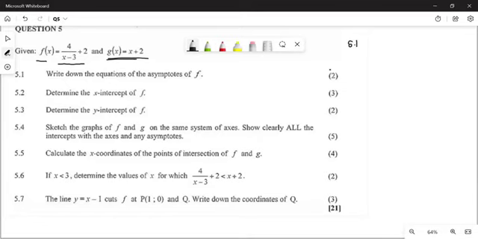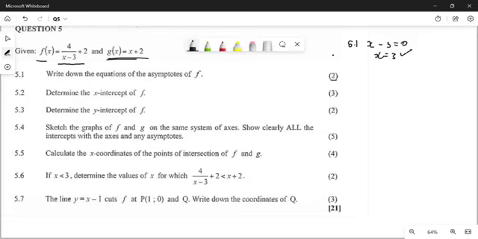You say here? 5.1, 2 marks? The vertical asymptote. Yeah, let's start with the vertical one. What will you say? x minus 3 is equal to 0. Okay, and then x equals 3. x is going to be 3. Okay, we'll get 1 mark for this one.